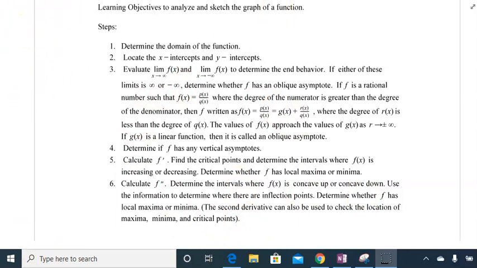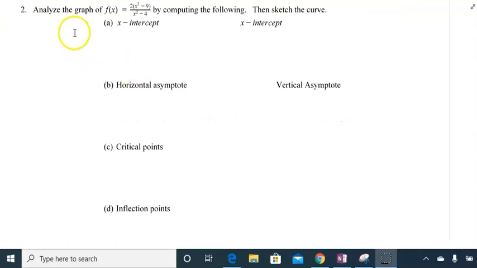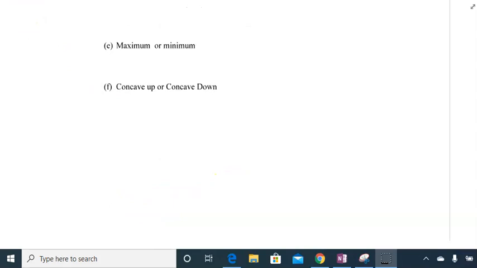Okay, an example. Analyze a graph of f of x is equal to 2 times x squared minus 9 over x squared minus 4 by computing the following. Then sketch the curve. So you want to compute the x-intercept. This should be the y-intercept, the horizontal asymptote, vertical asymptotes, critical points, inflection points, maximum and the minimum points. And determine on what intervals the function is concave up or concave down.